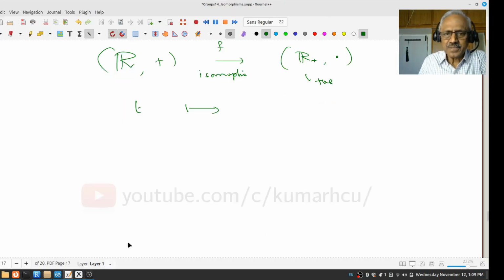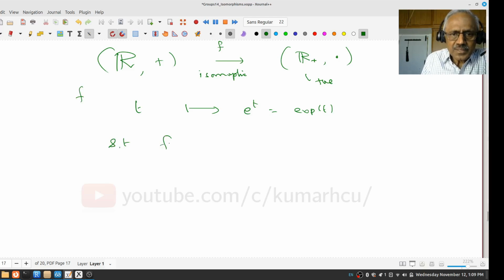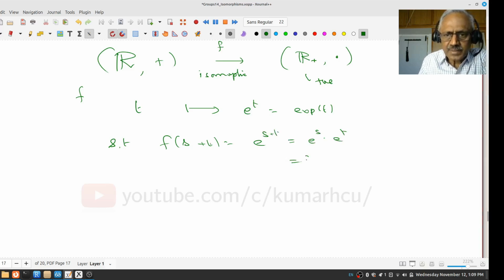So this is e power t. Now suppose I take two elements here, call this f. What is f of s plus t? That is e power s plus t. But we know the exponential map gives e power s into e power t. But that is f of s times f of t. Remember, this is the binary operation in the domain, and this is the binary operation in the codomain.